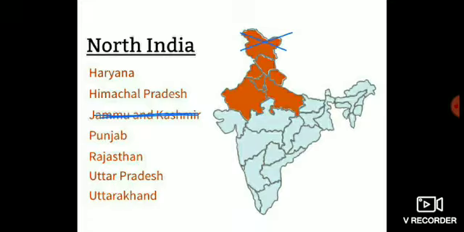So, whereas in case of union territories, what are the union territories? Andaman and Nicobar, Chandigarh, Diu Daman, Lakshadweep and now Jammu Kashmir, Ladakh. So they are all union territories. Okay? So as of now in the updated states and union territories, there are 28 states and 9 union territories.